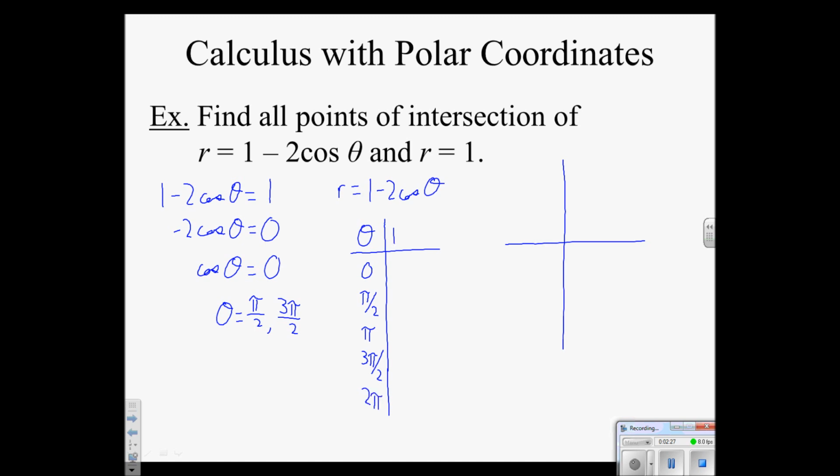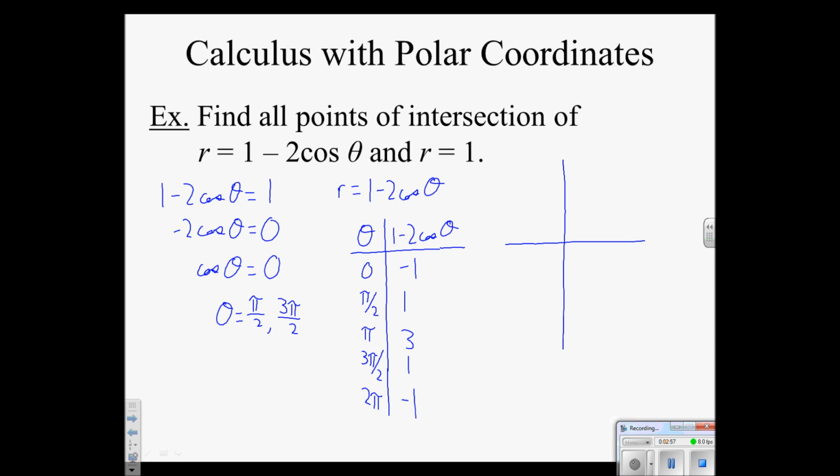And if I plug those into my equation, when I plug in 0, it would be 1 minus 2, which is negative 1. If I plug in pi over 2, it would just be 1. If I plug in pi, at pi, cosine is negative 1, so this would become 1 plus 2, which is 3. And then back to 1. And then back to negative 1.